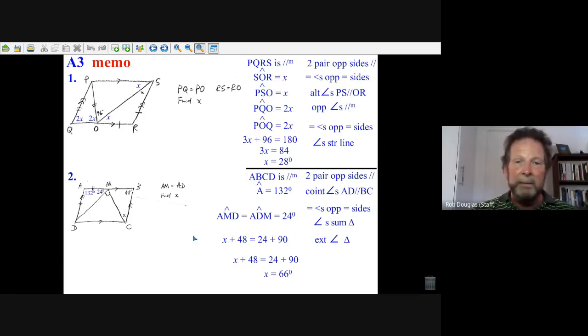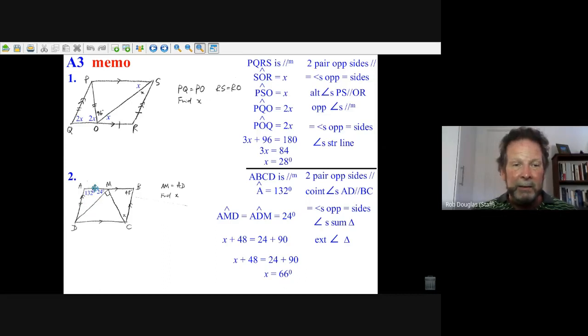Well, the next question is sort of similar. I can tell you that I didn't get it right away perfectly in this order. It took some time to put it together. But I start off by saying that ABCD is a parallelogram because I have two pairs of opposite sides that are parallel. Then I say that A is equal to 132 degrees because of co-interior angles. If these are two parallel lines, it has to add up to 180. So this must be 180 minus 48, which is 132.